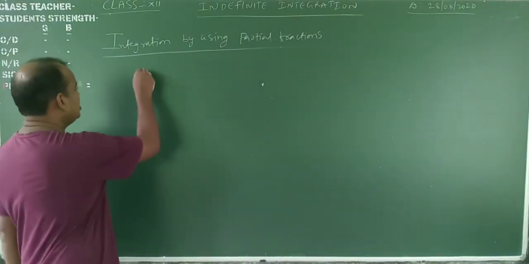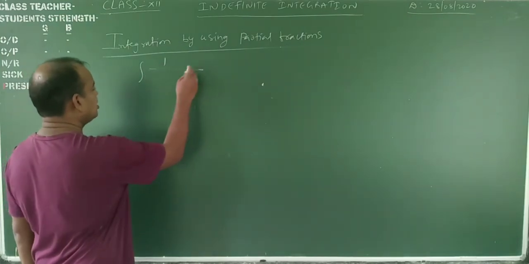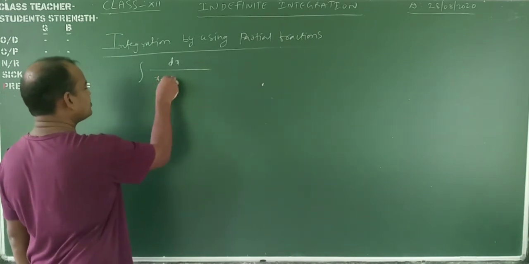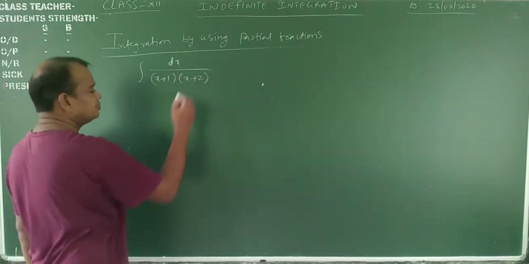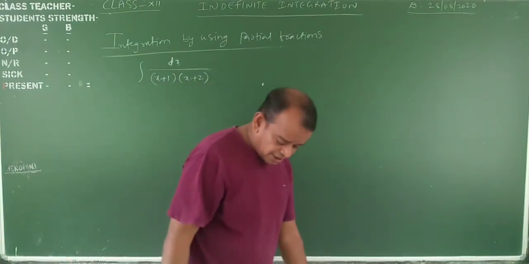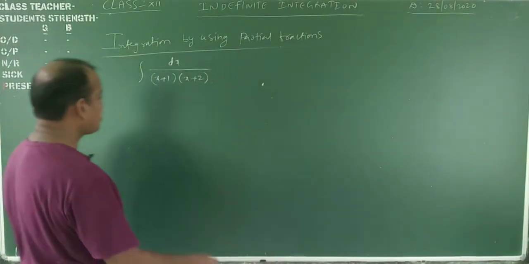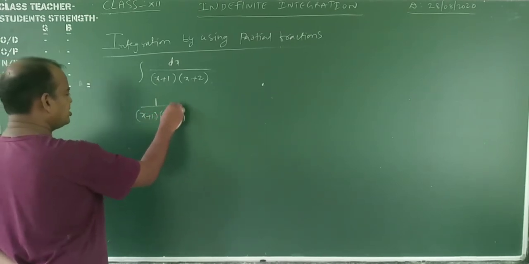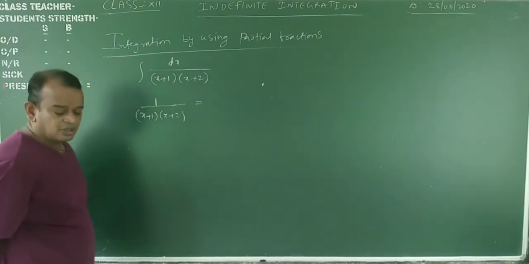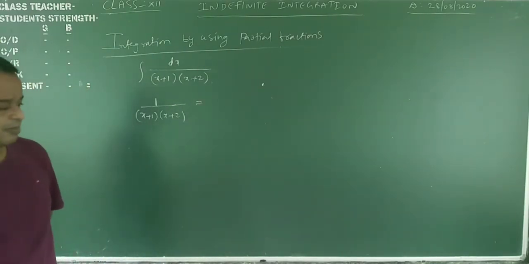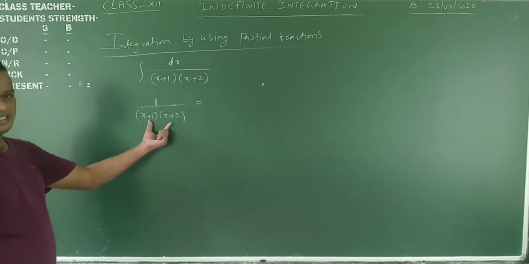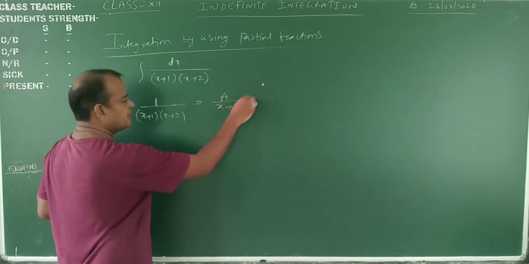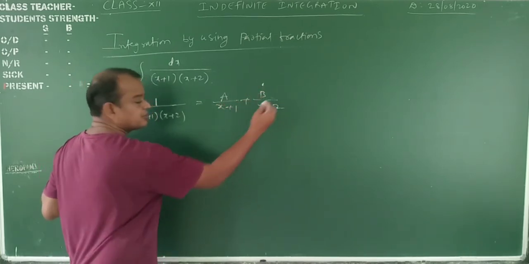First, find, for suppose, the integral of dx by (x plus 1) into (x plus 2). First, what is the function here? 1 by (x plus 1) into (x plus 2). The numerator is degree 0, x power 0, the denominator degree is 2, x into x multiplied. These two are the linear factors. This is a proper fraction. How many linear factors are there? 2 linear factors. That's why A by (x plus 1) plus B by (x plus 2).